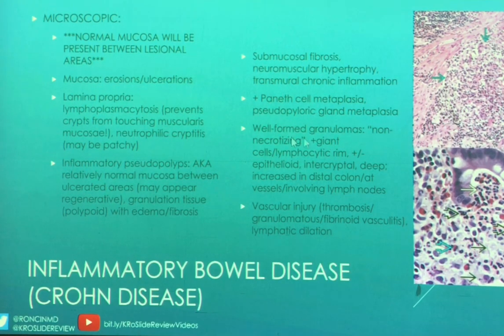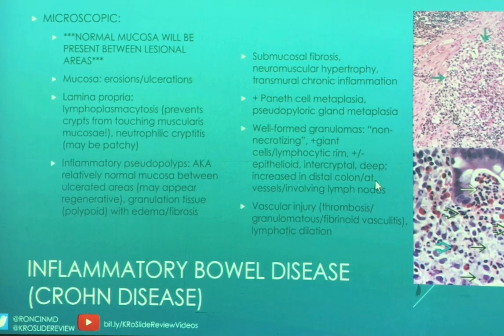When present, they will have giant cells with this lymphocytic rim. They may or may not be epithelioid or intracryptal, which means involving the crypt. And they can be deep as well. You see increased incidence of this again as you're traveling towards the left side of the colon, the distal colon, like you would see an increase in panacell metaplasia, you can see increase in granulomas.